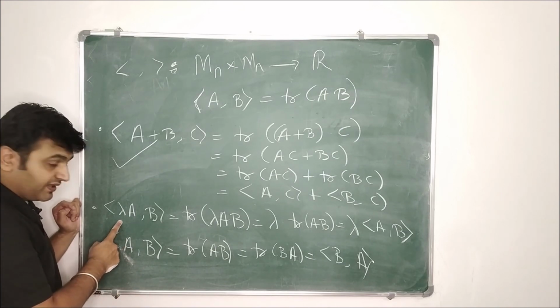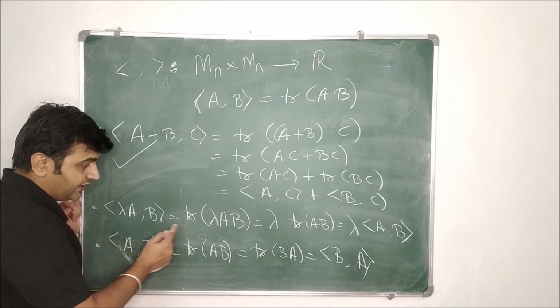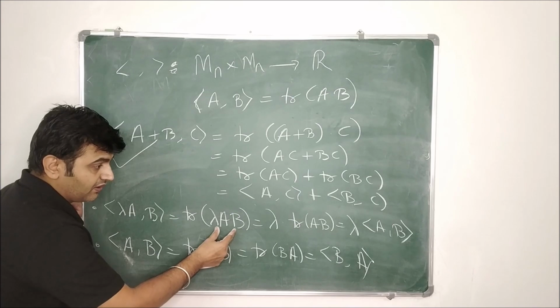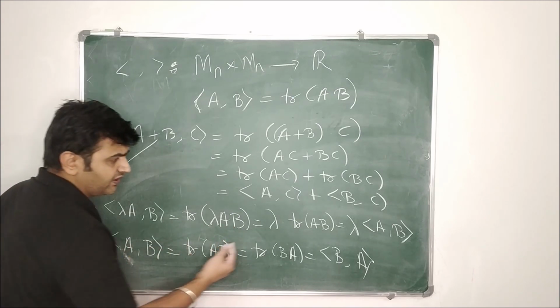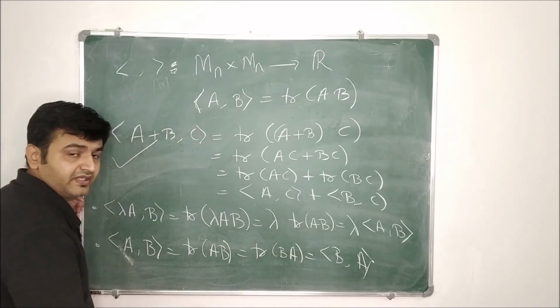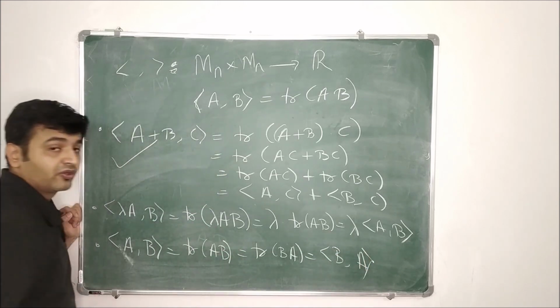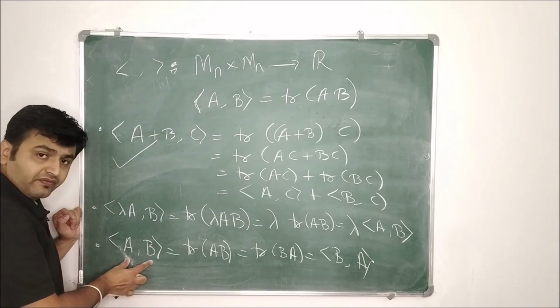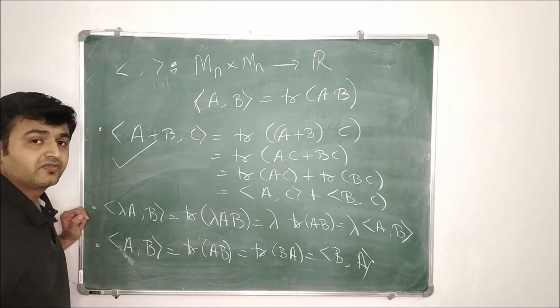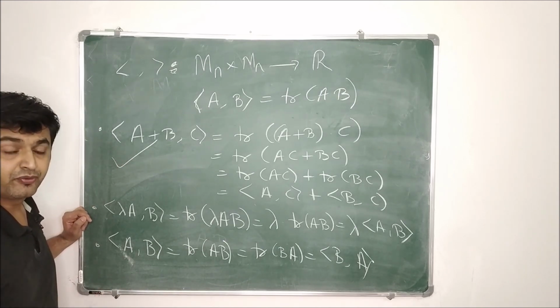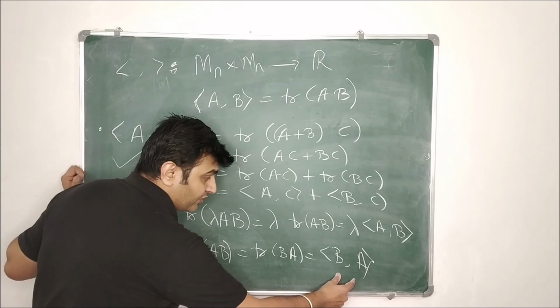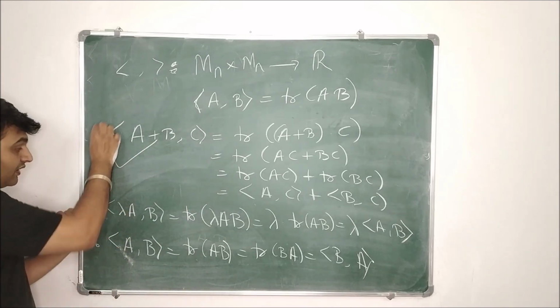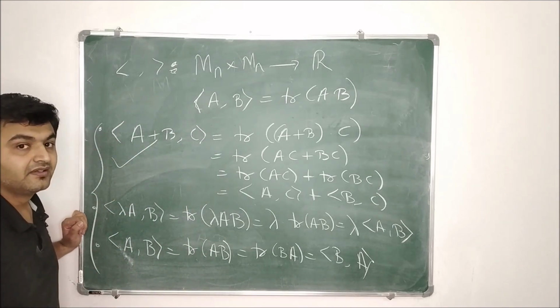What about scalar multiplication? What is lambda A comma B? It is trace of lambda AB. Again lambda is a number, so it comes outside. So lambda into trace of AB, which is lambda into the inner product of A and B. And the last one, the symmetry. Inner product of A and B is trace of AB, but trace of AB is the same as trace of BA, again a property of the trace, which is nothing but the inner product of B and A. So you can see the three properties are getting satisfied.